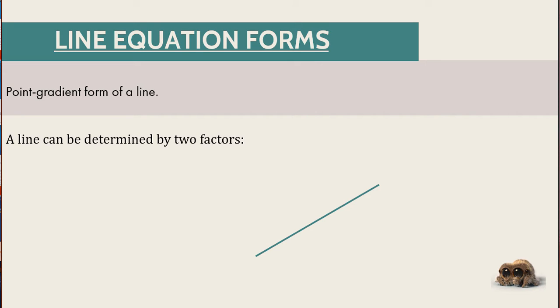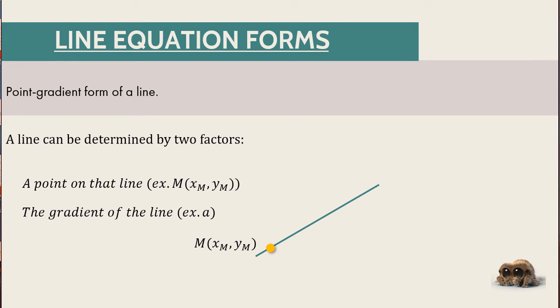So a line can be determined by two factors. First is a point on that line. For example, I will call that M with the coordinates xm and ym, like that. And the gradient of the line is the second factor, and I will call that A as an example. So we are given a line with a point M and the gradient A on it. So our task is to try to create the equation from the two factors.